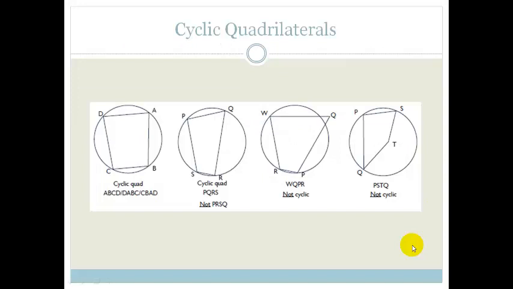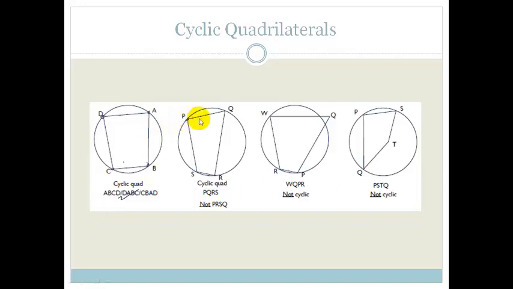A cyclic quadrilateral is a quadrilateral, and a quadrilateral is any four-sided figure. Not five, not three, not eight, it has to be four. It's a four-sided figure, in other words, it's got 4 points, and it's a cyclic quad if all 4 points touch the circumference. So if we look at these examples, we can see in the first one, we've got 4 points. 1, 2, 3, 4, and they all touch the circumference, so yes, that is a cyclic quad.